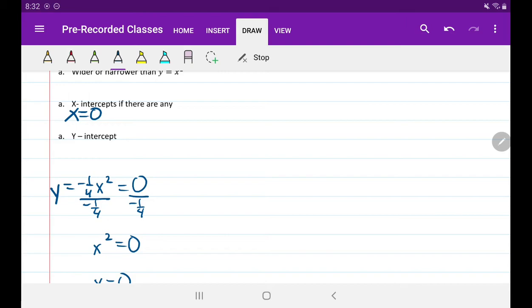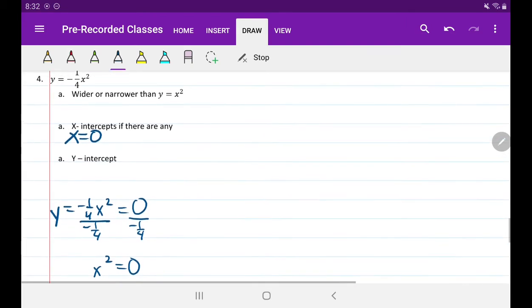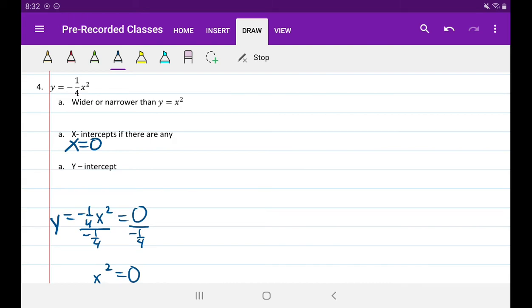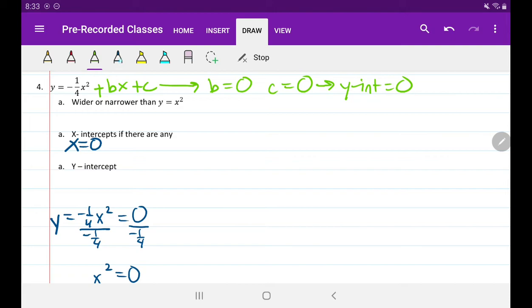Okay, now to find your y-intercept, well, remember your y-intercept is your c term. And so what we have here, this is in standard form, except it doesn't have a b term and it doesn't have a c term. So you can kind of picture it looking like plus bx plus c, but it's missing that, right? So then in this case, if it's missing those terms, you would say b is 0 and c is 0. So then our c term is 0, so then that means our y-intercept is 0. So then we can go down here, and our y-intercept is 0.